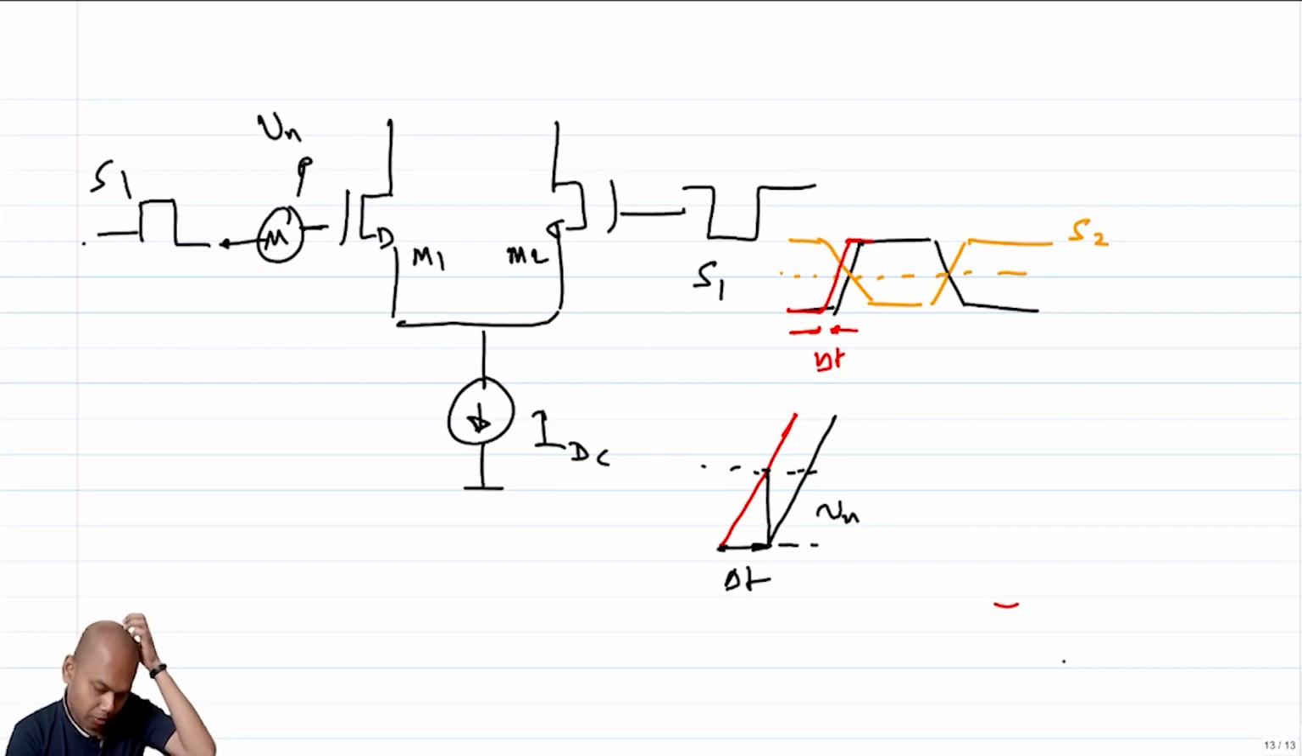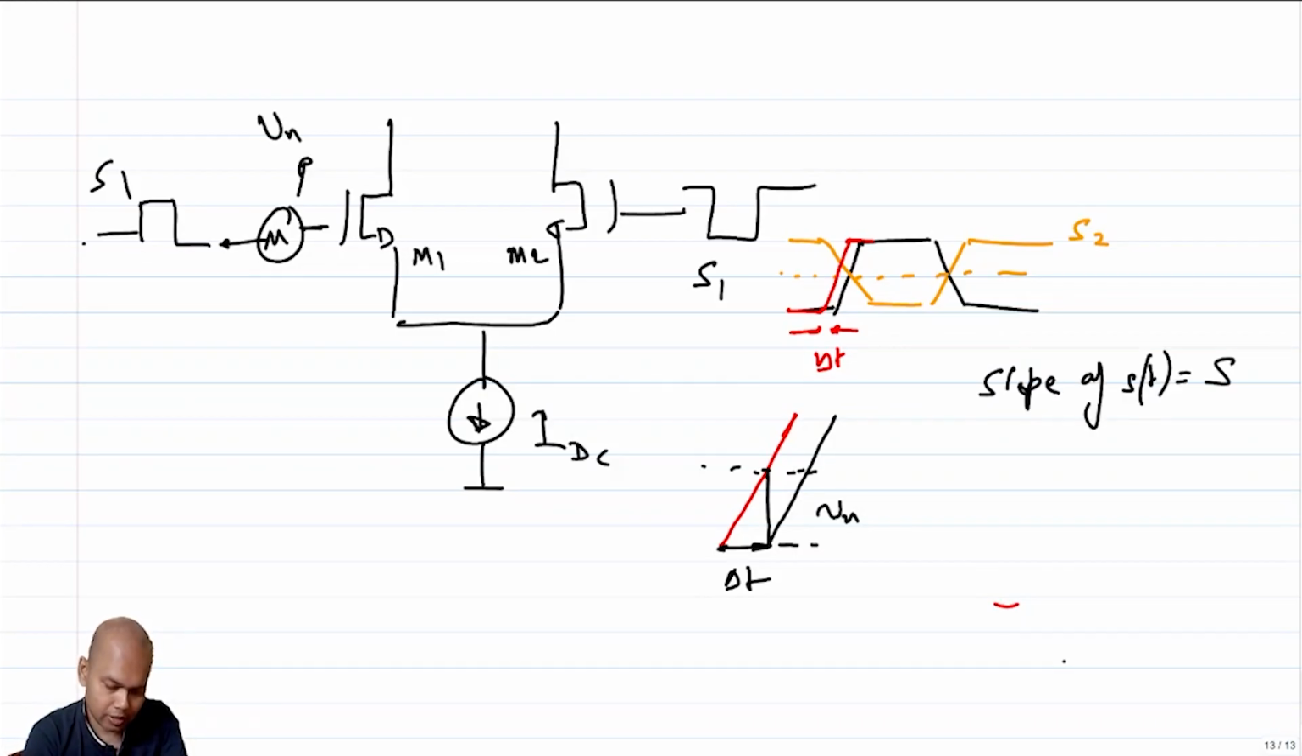What am I after again? I am after delta t. Did I change the slope? I took an approximation that the slope didn't change. So let's say the slope of S1 is s, or rather m, because that's the general notation.